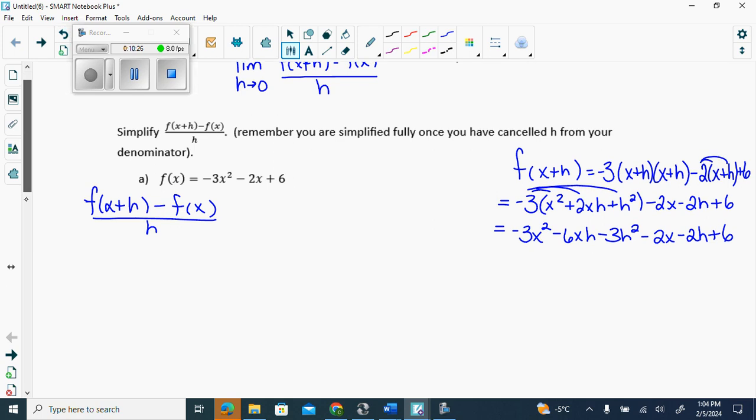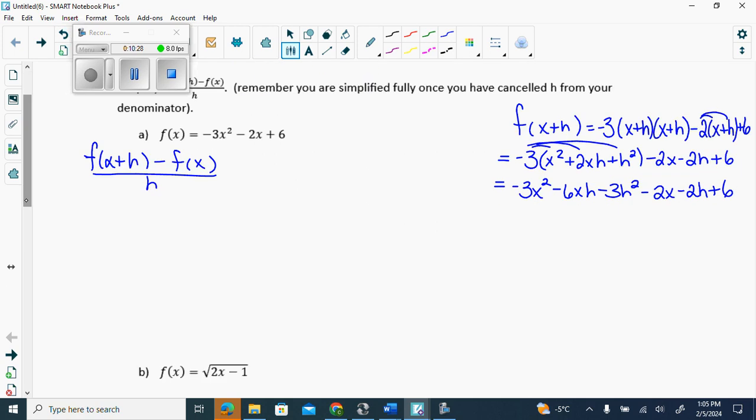So, I fill in the f of x plus h. So I'm going to get equals, because this equals the next thing. So it equals f of x plus h, so negative 3x squared minus 6xh minus 3h squared minus 2x minus 2h plus 6. And then I have to remember to subtract all of f of x. So you have to subtract the whole thing.